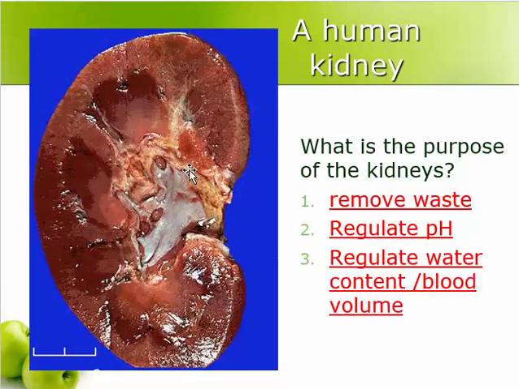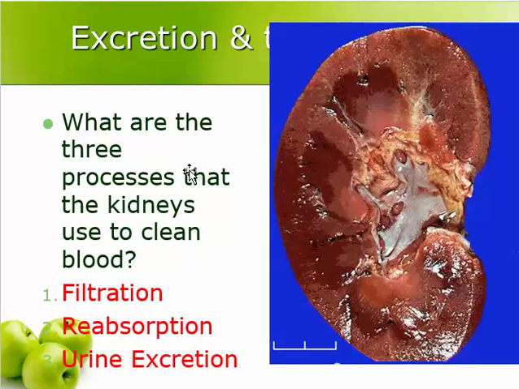So here's a picture of a human kidney, and the purpose of the kidneys will be to remove waste. They also maintain homeostasis by regulating the pH, and homeostasis is also affected when they regulate the amount of water that is in your body, and that in turn regulates the volume of your blood. There are three processes that the kidneys complete to clean your blood, and that's filtration, reabsorption, and urine excretion.